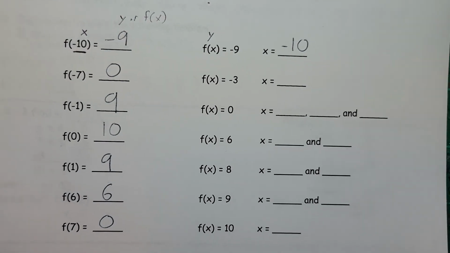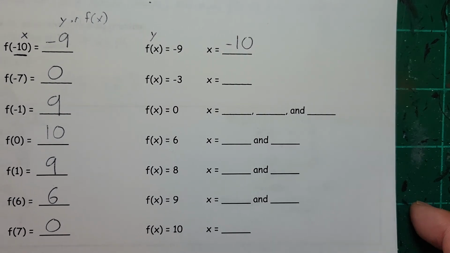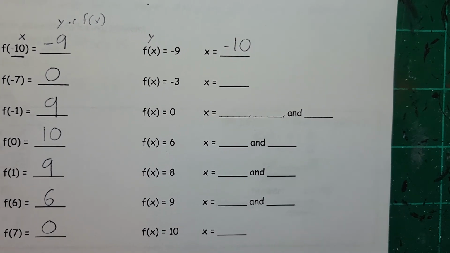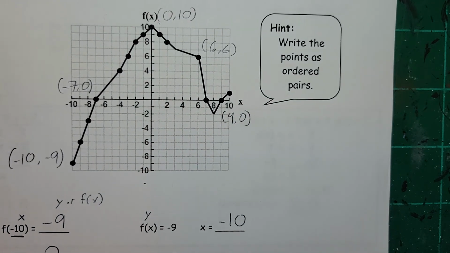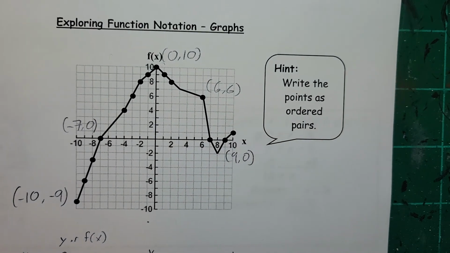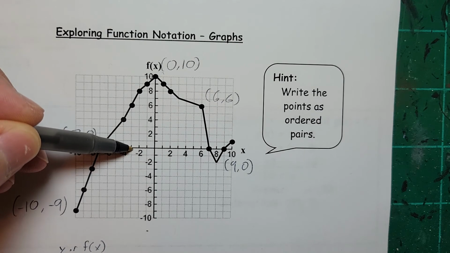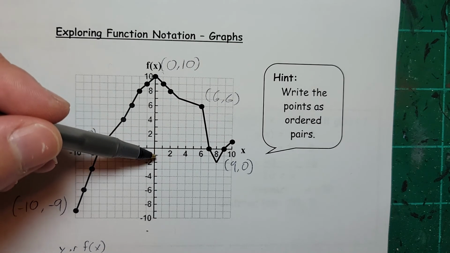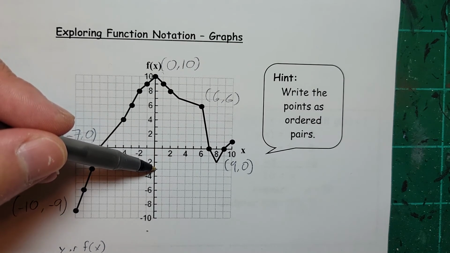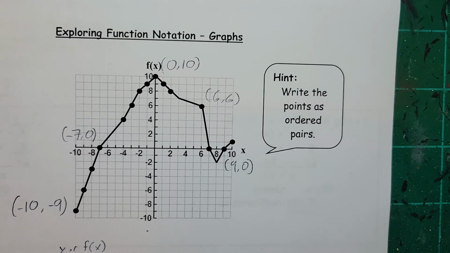On the other side, we are already given our f of x or y value, and we're trying to find our x value. So when x equals -3, excuse me, when our y is -3, our x value is -8.